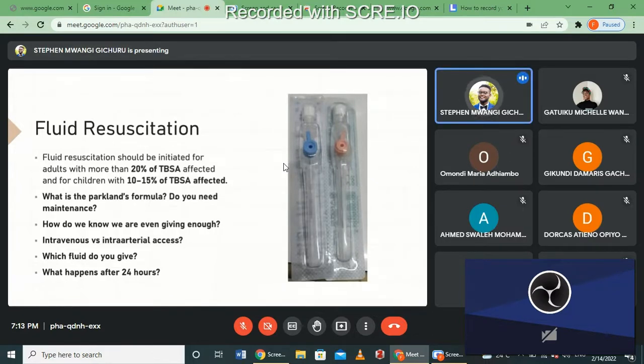So it's 4 ml per kg, multiplied by the total body surface area. This is usually given with half within 8 hours, and the other half within the other 16 hours. So do you give maintenance? Sylvester Mwema, do you give maintenance or no?